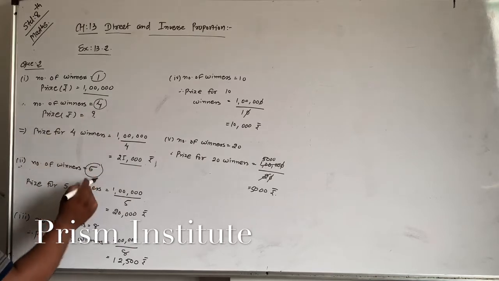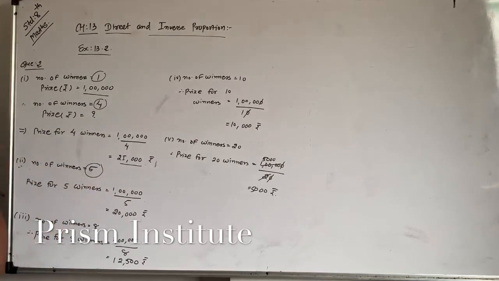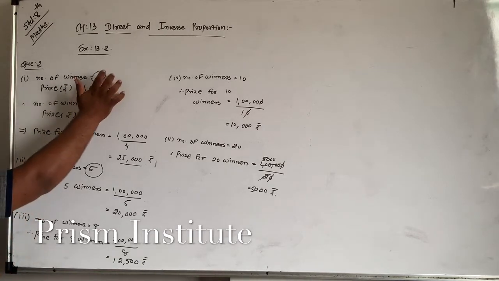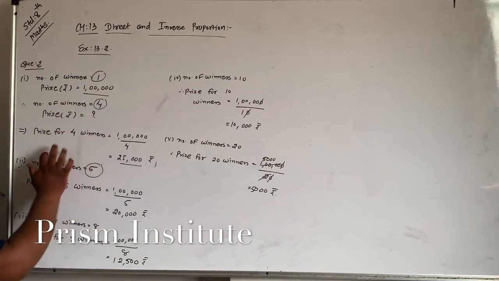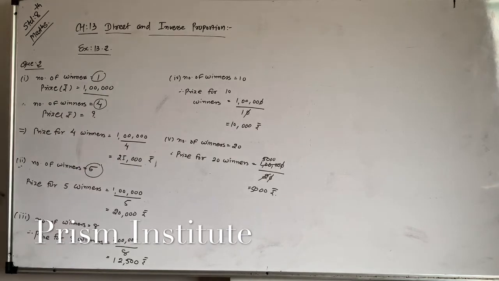Okay, now you can see if the number of winners increases, here 1, so 1 lakh, here 4, that is 25,000. So here the number of winners is increased, at that time the prize distributed among all the winners is decreasing, so it is in inverse proportion. Okay, so this question given in tabular form is inverse proportion, because here in the distribution, if the number of winners is increased, at that time the prize for each winner will be decreasing. Okay, now next, that is question number 3.